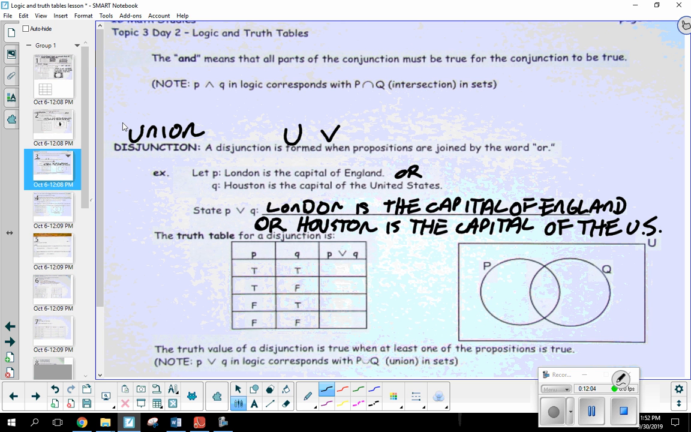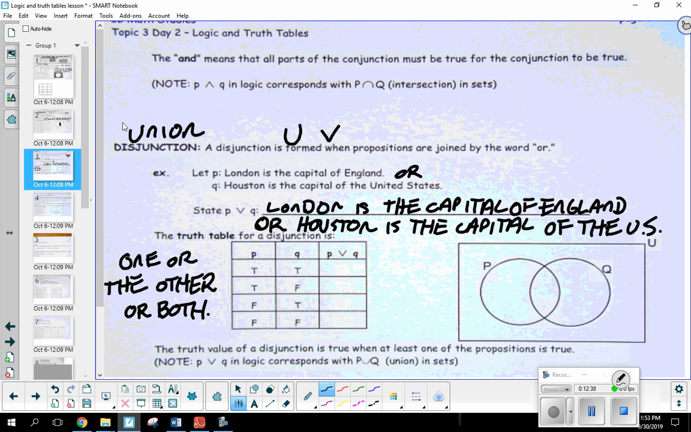So here's the thing about this. The truth value of a disjunction is true when at least one of the propositions is true. So another way of saying this, the behavior depends on the validity of these original statements. It's one or the other or both. That's a really good way to think about it. Let me write this over here. One or the other or both.